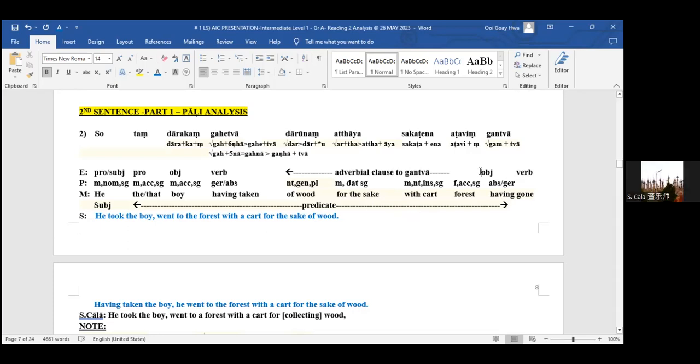He took the boy. Actually, the better is he took the boy along. If you want to make it make more sense, he brought the boy along the whole journey. It's not like he took the boy and then left the boy somewhere and went to the forest. But he took the boy along together, went to the forest, and then with the cart for the sake of wood. Then it makes more sense. No need to add together, because along already covers it. You took the boy along, okay? All right. So next sentence, please.